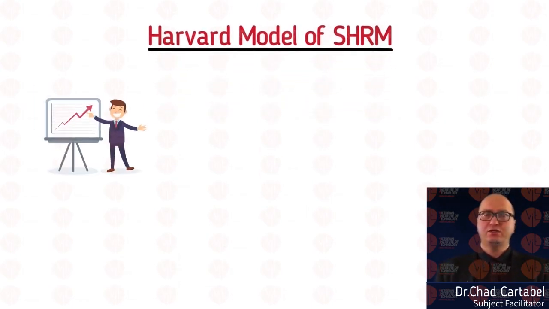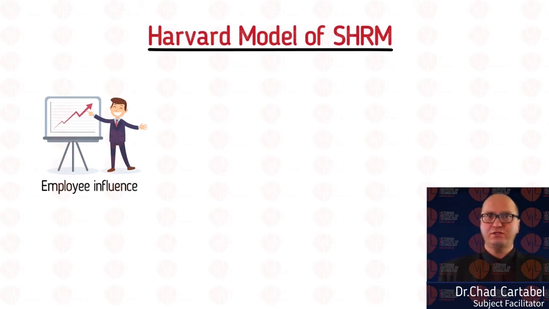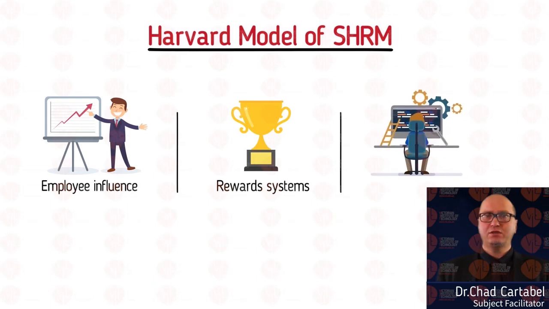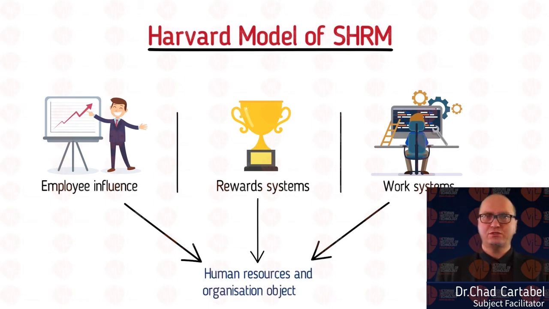One of which is the employee influences, whereby the job factors, employee performances. Another one is the reward system and payment system. And the other one is the work systems related to the fit between the organization and the job design and the structure. All of these influence the flow of relationships between human resources and objectives of the organization.